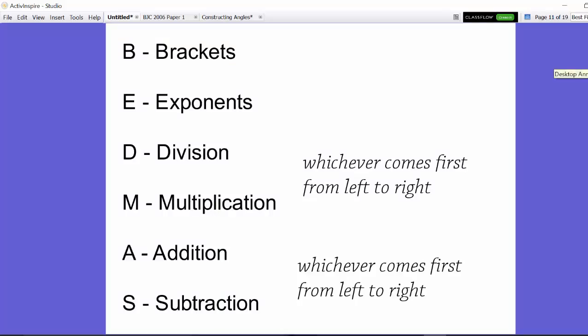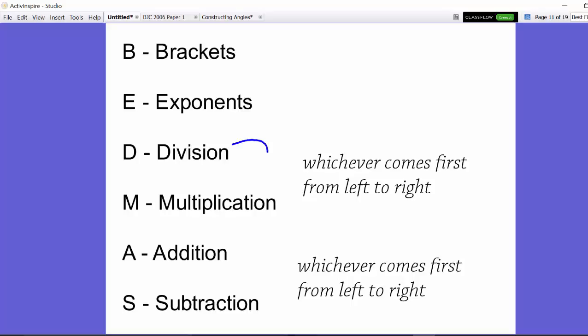All right, so now we're going on to BEDMAS. This is the order of operations. First, the brackets. So whatever is in the brackets you solve first. Then you go to your exponents, or you may know them as powers or indices, whatever term you know them by. That would be next.